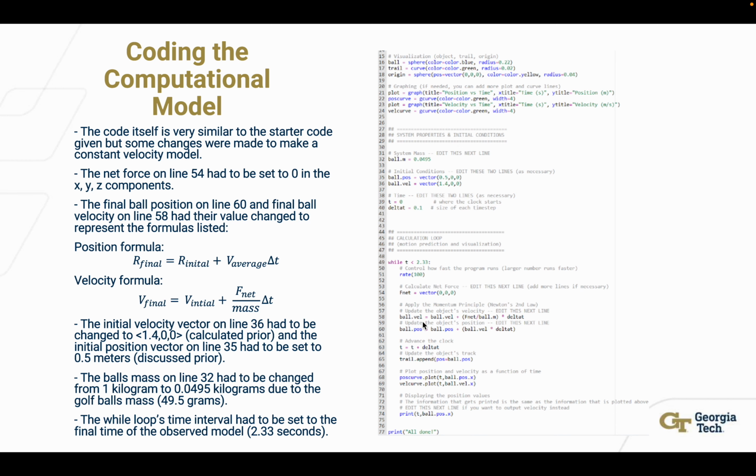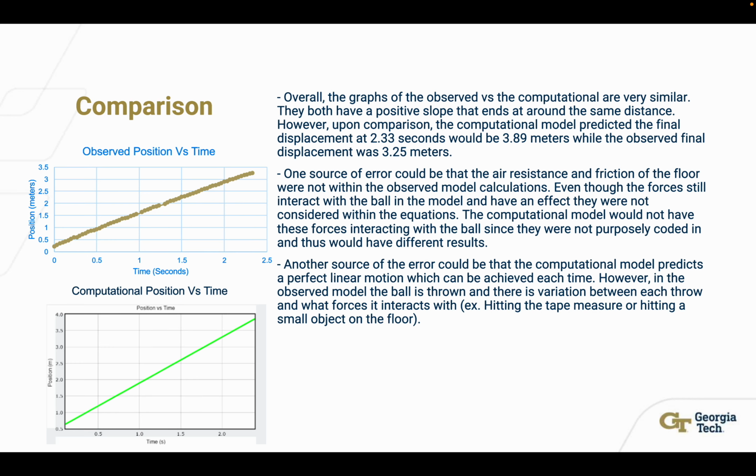The final ball velocity and final ball position had to be changed to match the equations on the left. The initial conditions of the initial velocity, the initial position, and the ball's mass had to be changed to match the observational model. And then the while loop's time interval had to be set to match the time interval of the observational model. So once everything was said and done, the graphs had a fairly similar slope and a fairly similar distance they went.